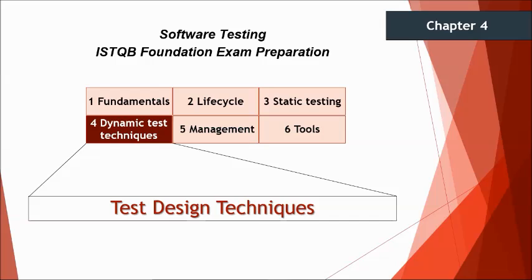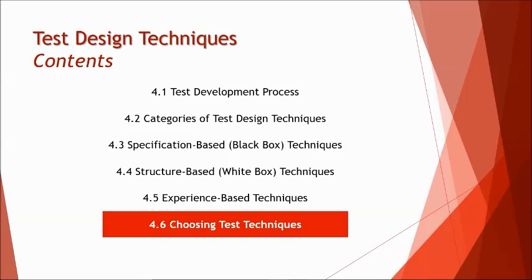We are finally concluding this chapter with the last topic on dynamic test techniques, chapter 4, and the last topic to understand from this chapter is choosing test techniques. We have been talking about the entire chapter where we learned about how test cases are prepared, and what are the different categories of test design techniques. We do have different types of testing, like specification and structure based, experience based, and so on.